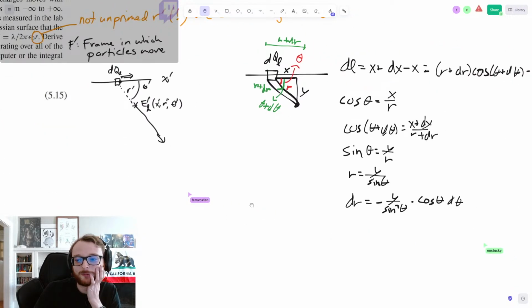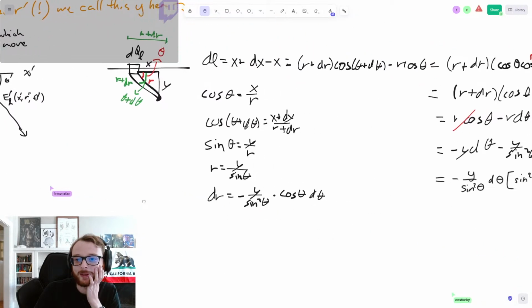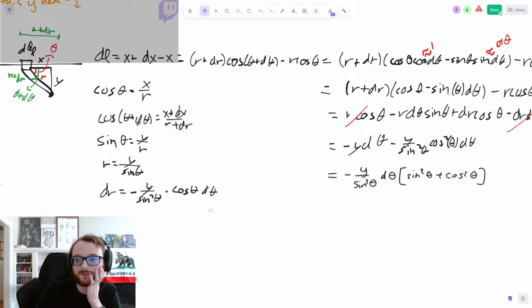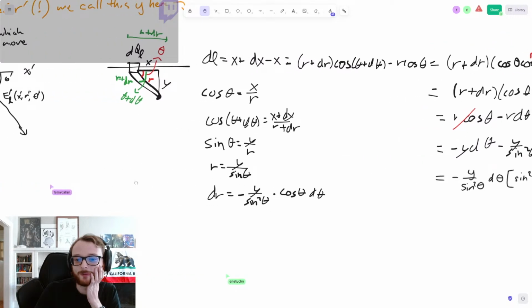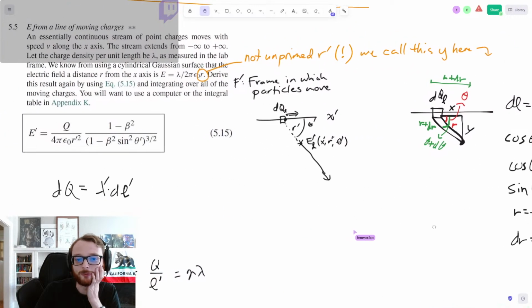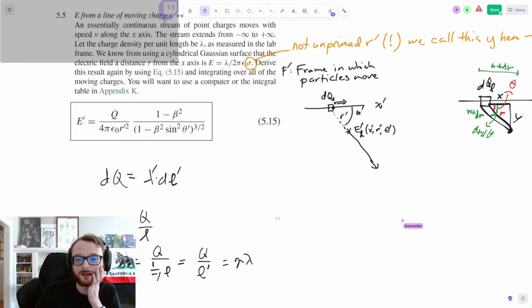What we would do here now is we have the L with respect to theta, and we would want to integrate from, say, minus pi over 2 to pi over 2. Including all the original, like 1 minus beta squared over 1 minus beta squared sine squared ugliness. Right.